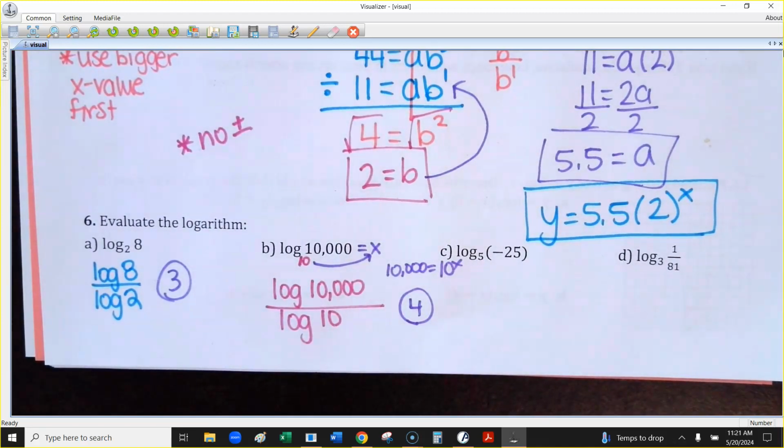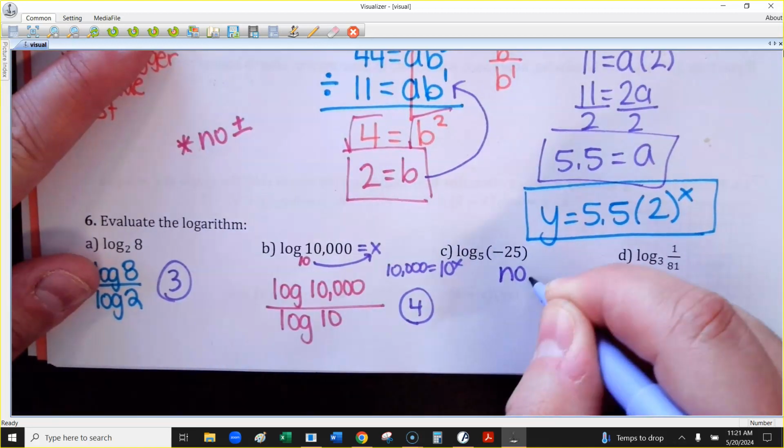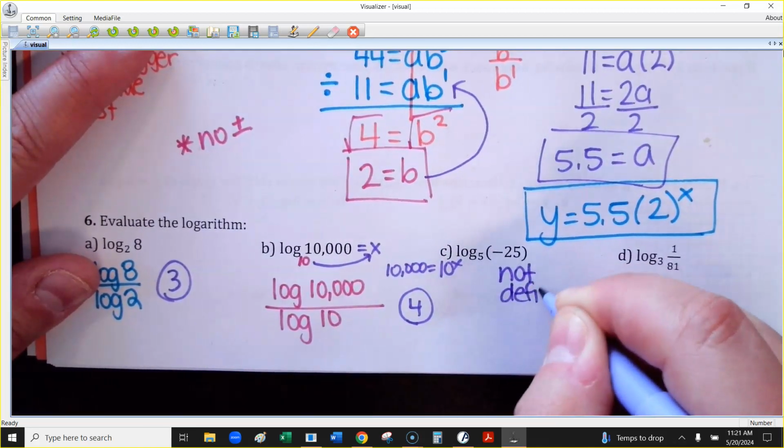For the c, you can't take the log of a negative number. So for this question, you'd get an error message.